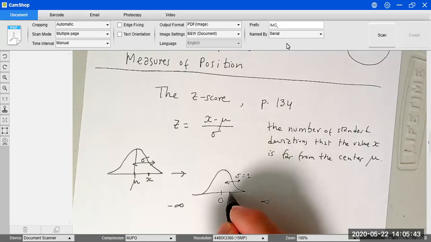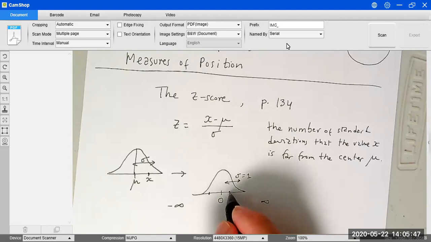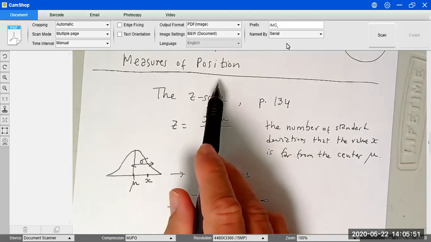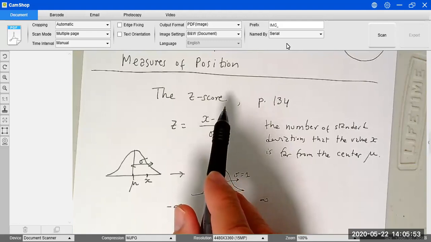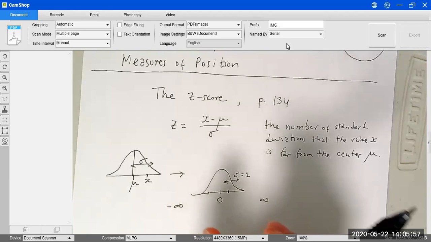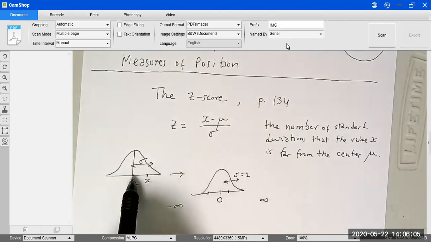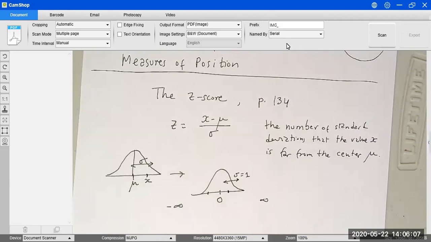So at the end of the day, what we want is to know where the value is with respect to the other values. So measures of position are just giving us an idea where a value is with respect to the other values in the data set. So we're gonna see whether our value is close to the mean or close to the center, or far from the mean or from the center.